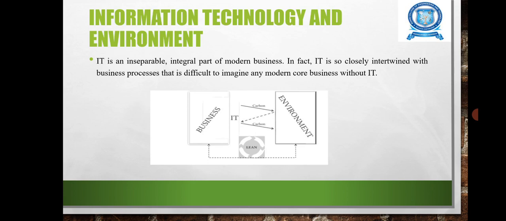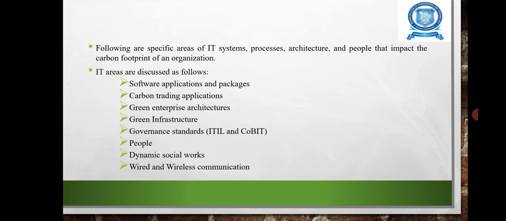This impact of business activity through IT on the environment has to be understood in three ways: the length of time, the depth of activity, and the breadth of coverage of the carbon effect. And we have some areas of IT systems, processes, architectures, and people that impact the carbon footprint of an organization.